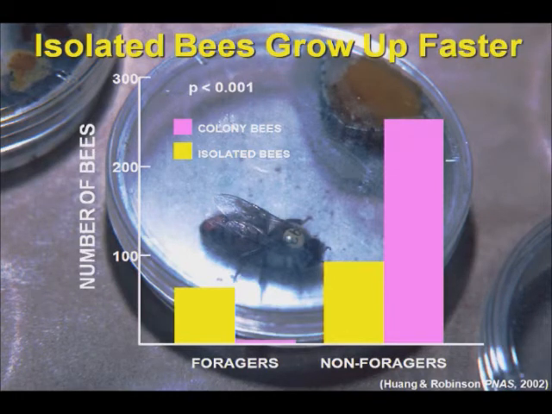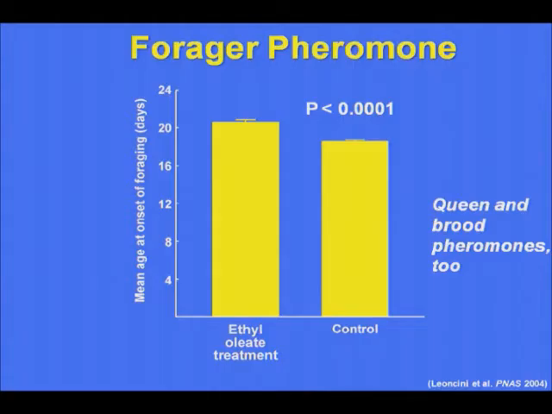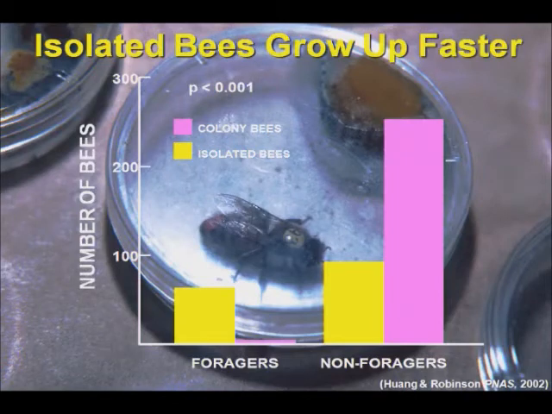Bees reared under social isolation, when placed in a colony, showed precocious foraging. So there were far greater numbers of precocious foragers coming from the isolated bees than from the colony-reared bees. You can barely see that pink bar right there.